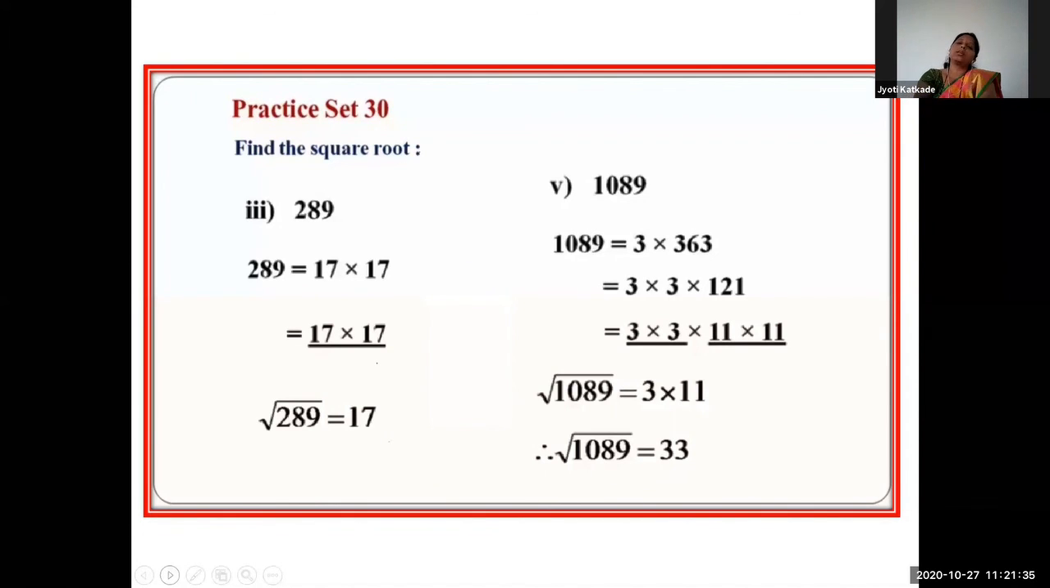Okay, give the answer. I will ask you the rules of indices, the laws of indices. Tell me, if a raised to m into a raised to n, then which process do we have to do there? A raised to m into a raised to n is equal to, can anyone tell me?